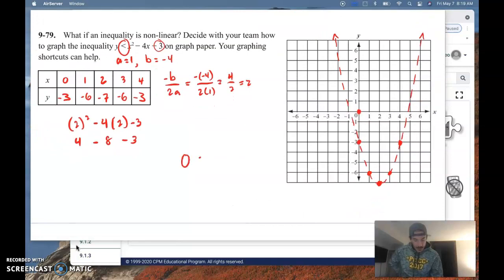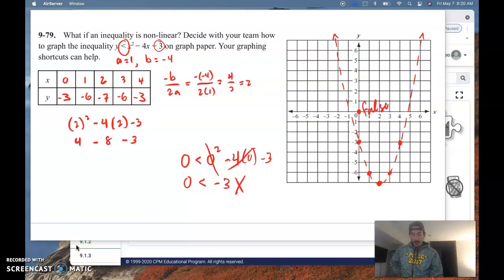And I'm questioning, is 0 less than 0 squared minus 4 times 0 minus 3? 0 is less than 0 squared, right? That drops out. This drops out. Is that less than negative 3? And the answer is no, it is not. So this is a false. This is a false right here. It is not a solution.